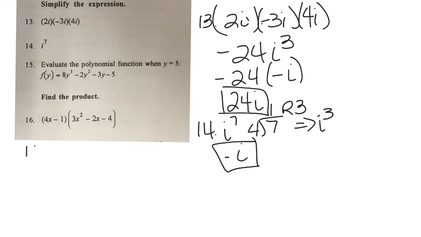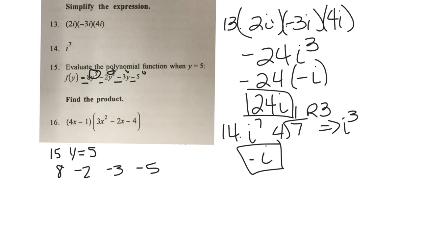Okay, so number 15, evaluate the polynomial function when y equals 5. I'm going to use synthetic substitution. y equals 5. I'm going to write down my coefficients, 8, negative 2, negative 3, and negative 5. Because my exponents go 3, 2, 1, 0, I don't need to fill in any missing terms. If it didn't have this y term here, then I would put a 0 in for it. And then the number I'm plugging in is 5. When it's synthetic substitution, I do the exact number. I don't change the sign on anything.